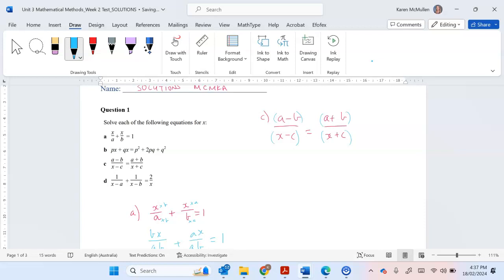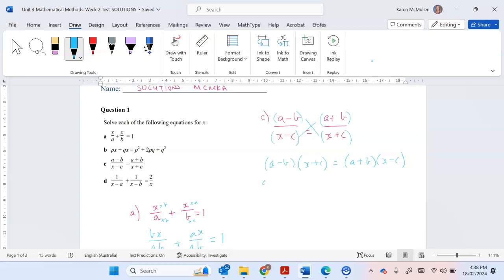So if I multiply both sides by x minus c, basically it goes from the left side to the right, and then the x plus c on the right side goes to the left. So I end up with a minus b still on that left side, but that x plus c has come over. And on the right side, I've got a plus b, and then that x minus c comes over. So now I've got rid of the fractions.